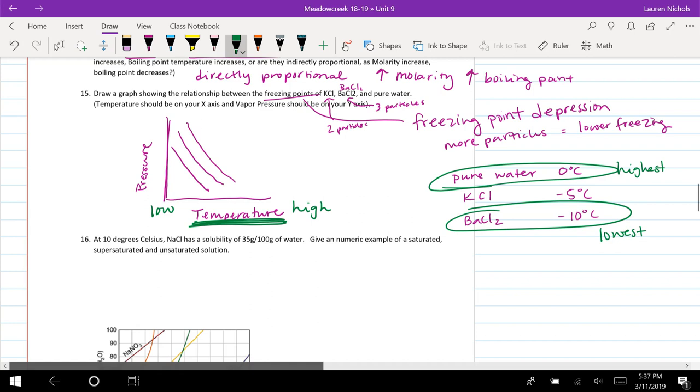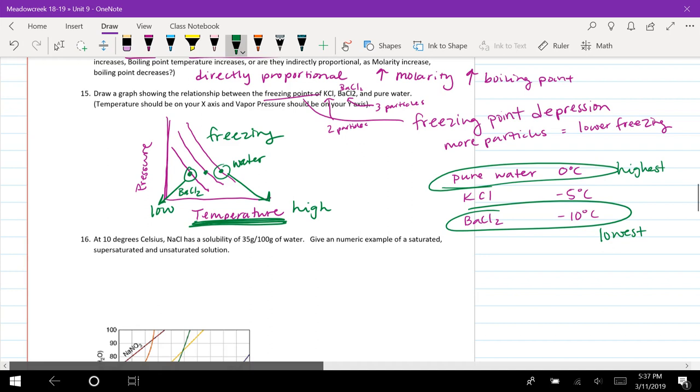So if I look at just three points, this point is closest to the high side, so it should be water. But this point is closest to the low side, so that should be barium chloride, because we're talking about freezing. If we were talking about boiling points, it would be the reverse. The one closest to the high side would be barium chloride, and the one closest to the low side would be water. But since we're talking about freezing, it is the reverse.